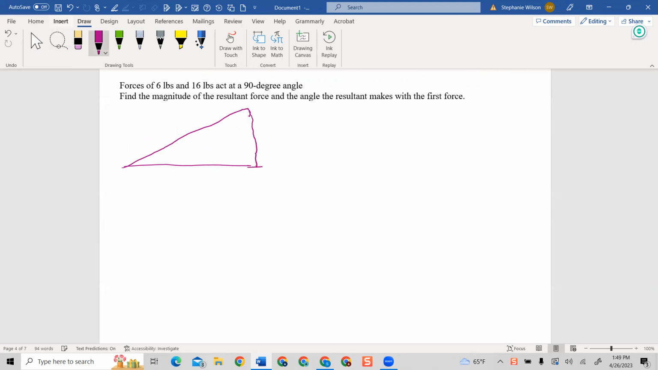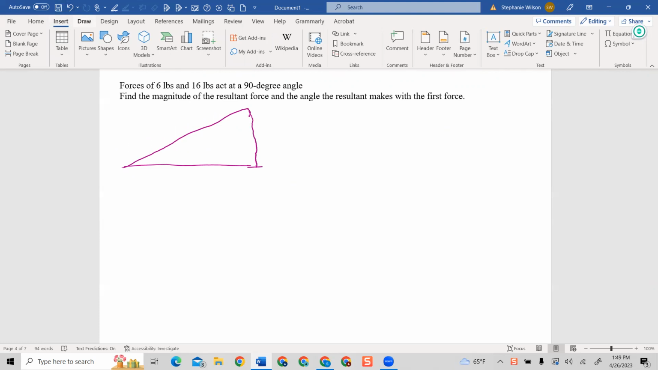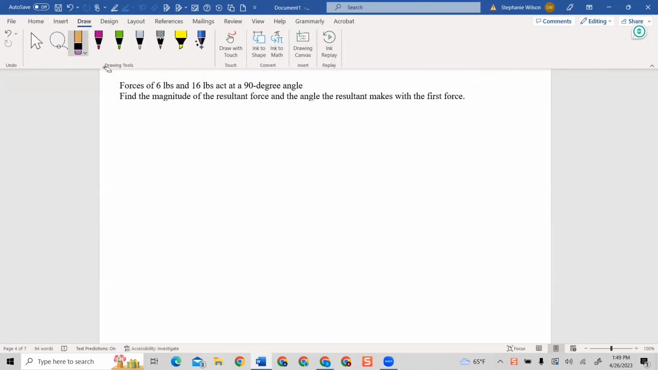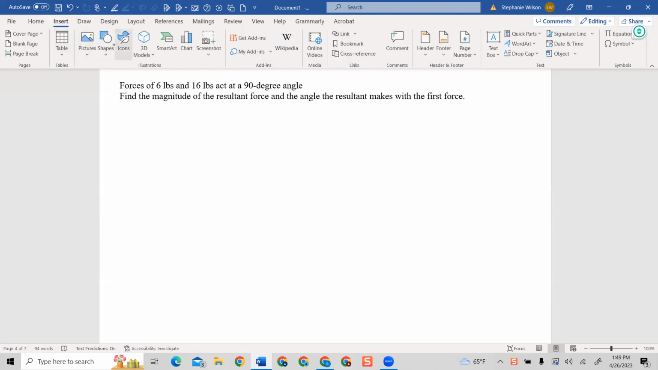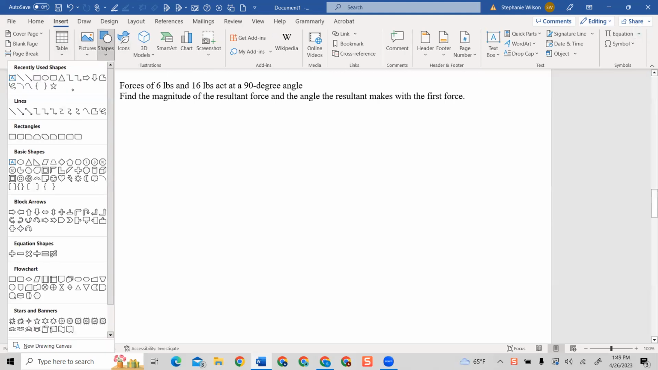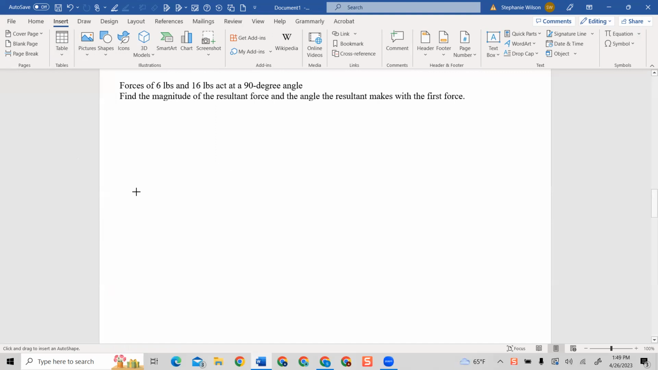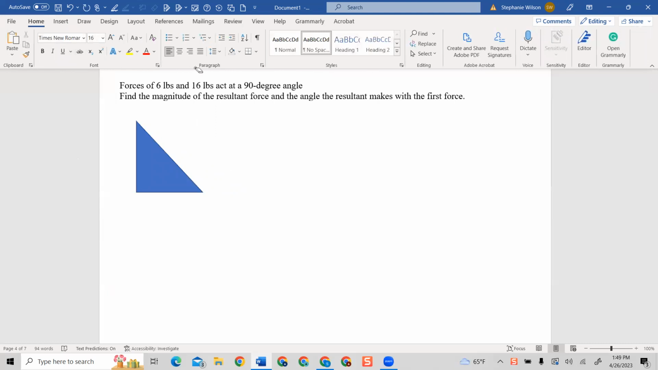I've been working with these here. I could try the shapes right quick. Maybe that will give you a better looking triangle. So let's pick one. Ah, there's a 90-degree one. That's a little bit better. Yeah, that's a little bit better.